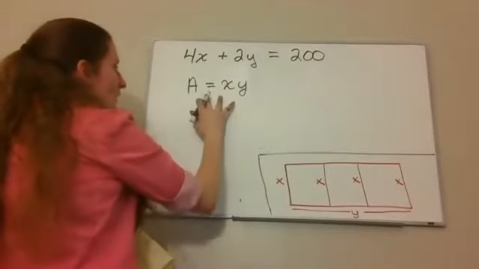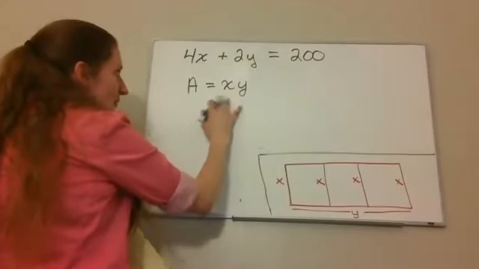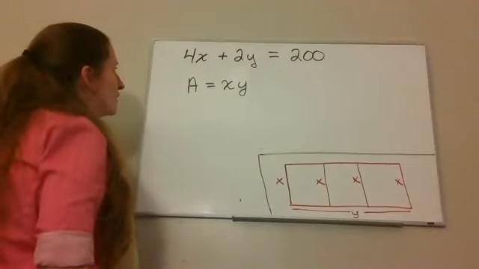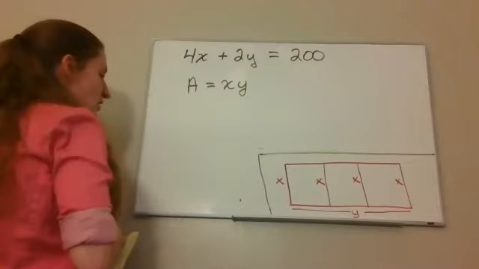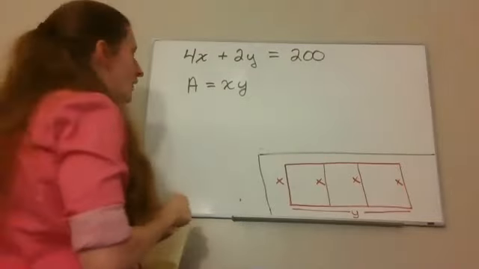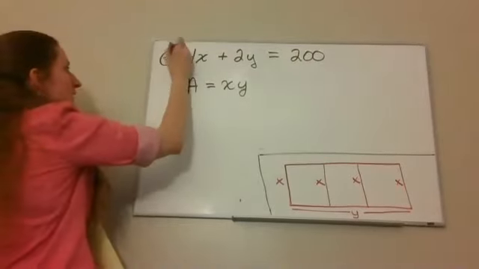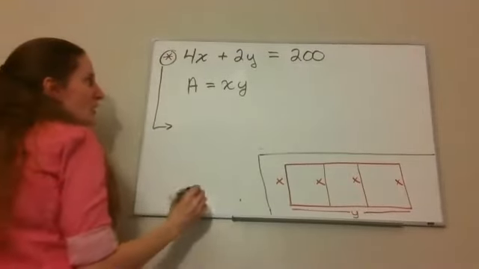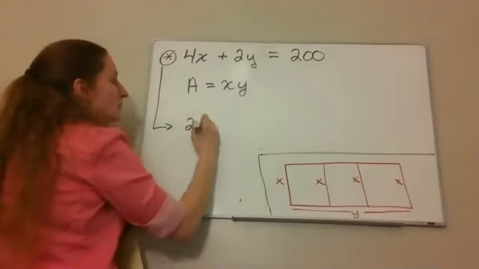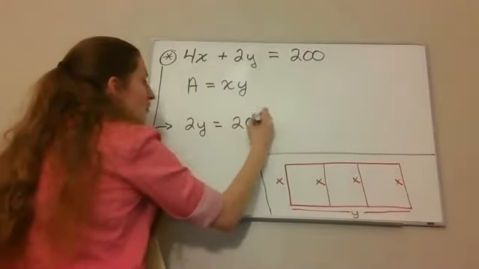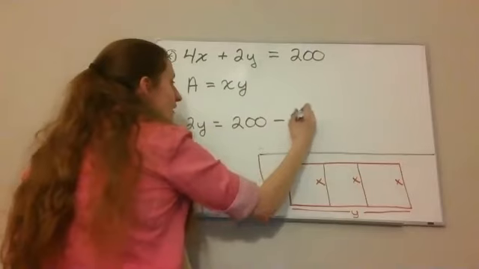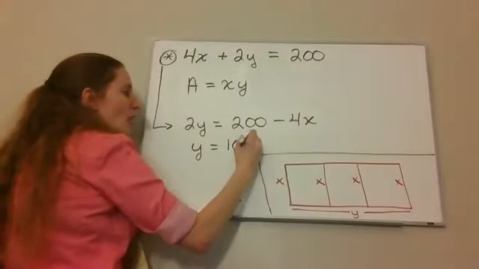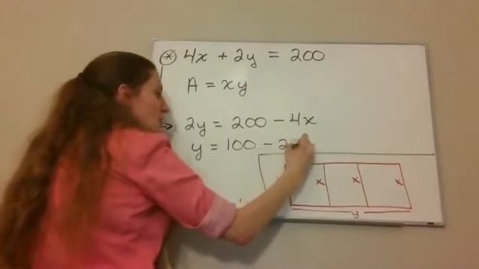So I want this to be as big as possible, but I have 2 variables there, and that makes it a little hard. So what we're going to do is take the other equation and solve for one of our variables. This is a system of equations. So I'm going to take my top equation and solve it for y. I get 2y equals 200 minus 4x. And when I divide by 2, y is 100 minus 2x.